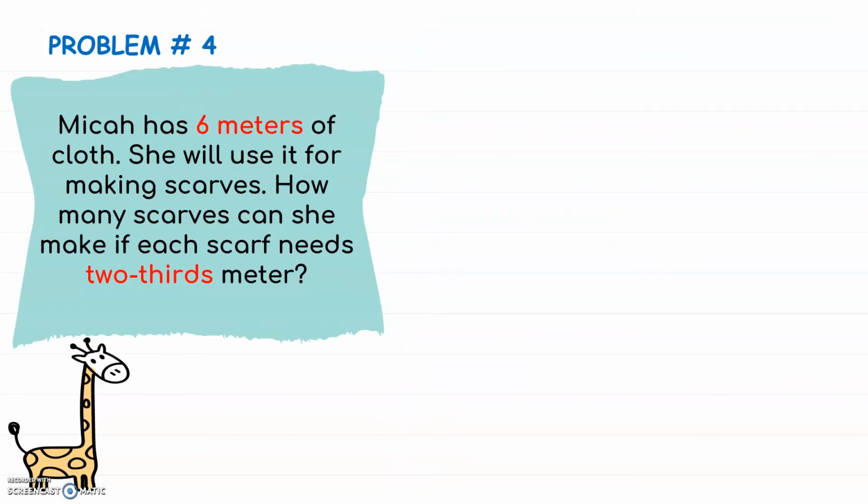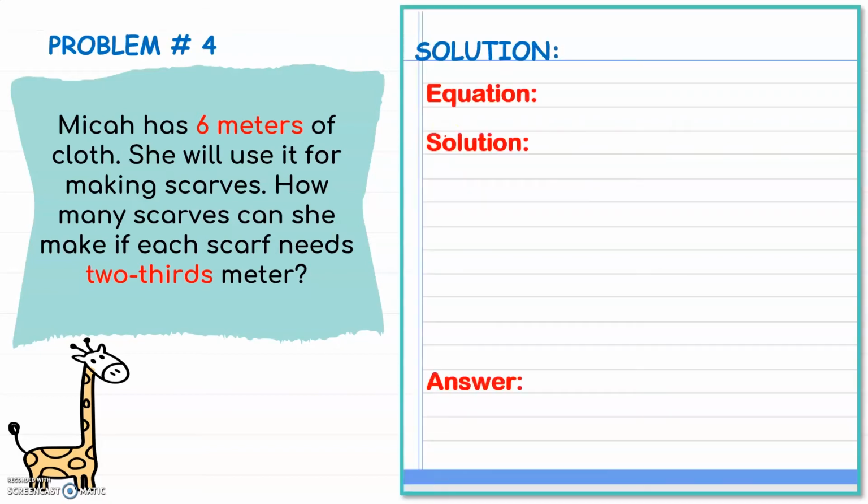Next problem. Mika has 6 meters of cloth. She will use it for making scarves. How many scarves can she make if each scarf needs 2/3 meter? So again, for us to solve the problem, we need to find how many 2/3 are there in 6 meters, because each scarf needs 2/3 meter.